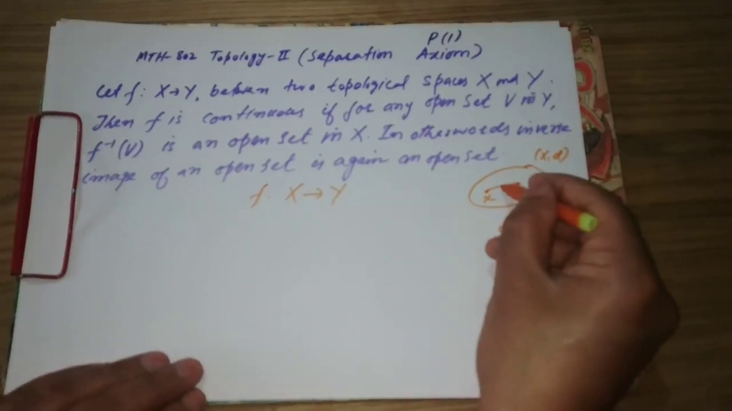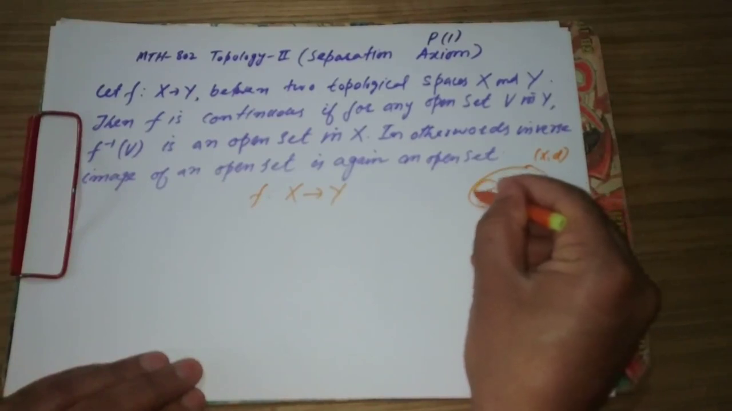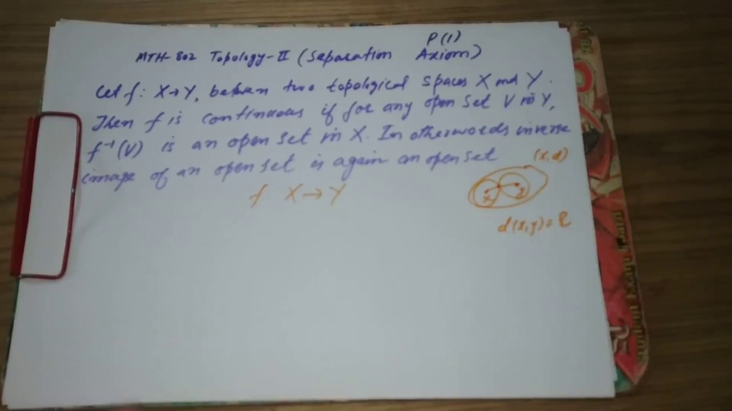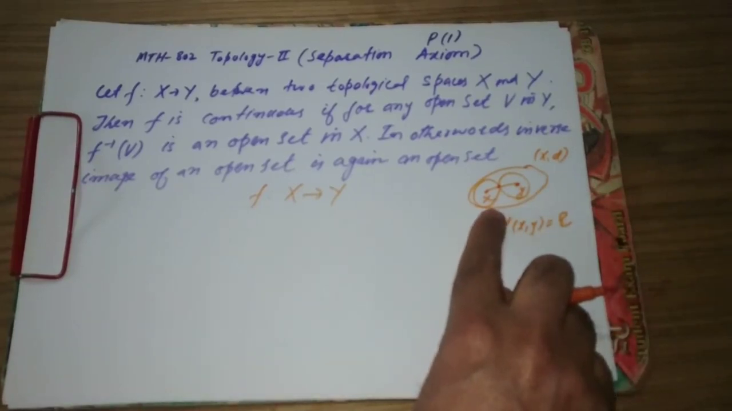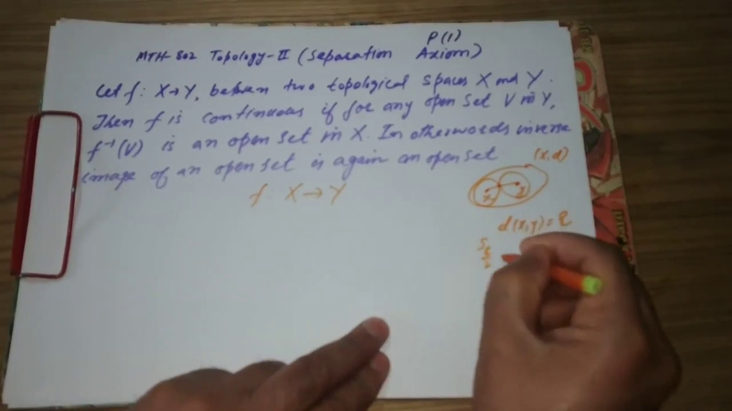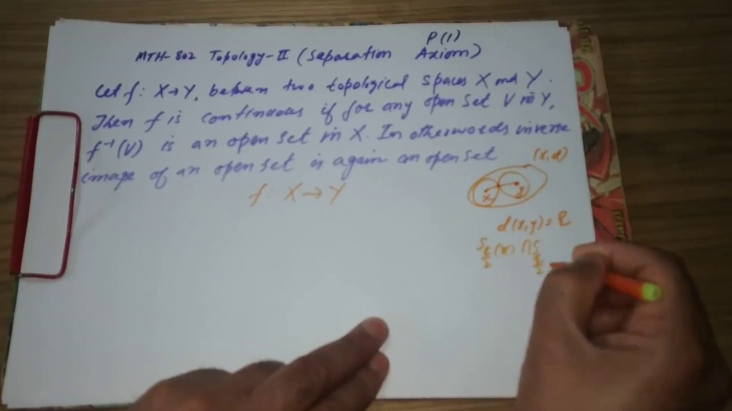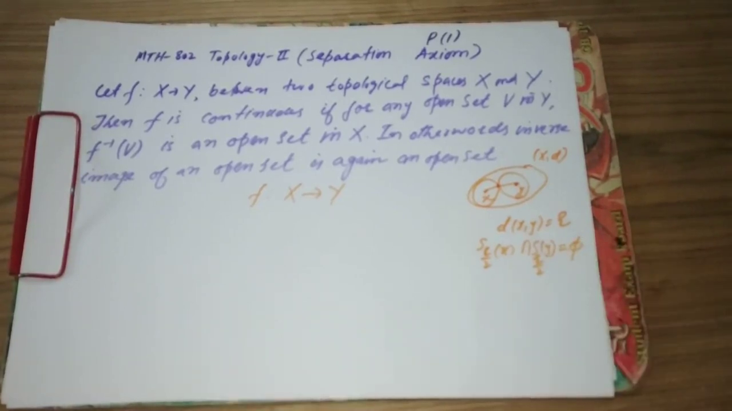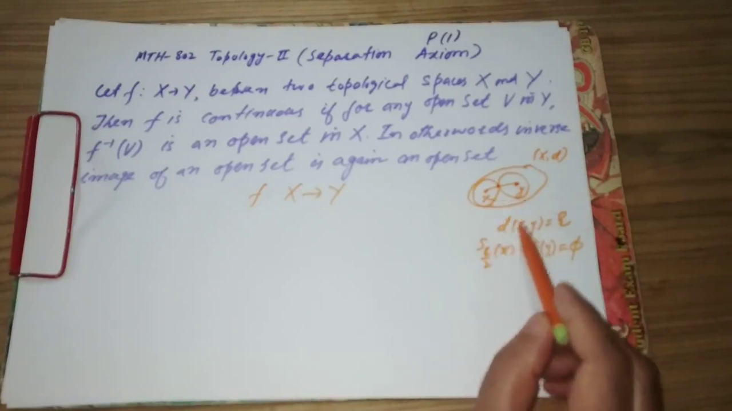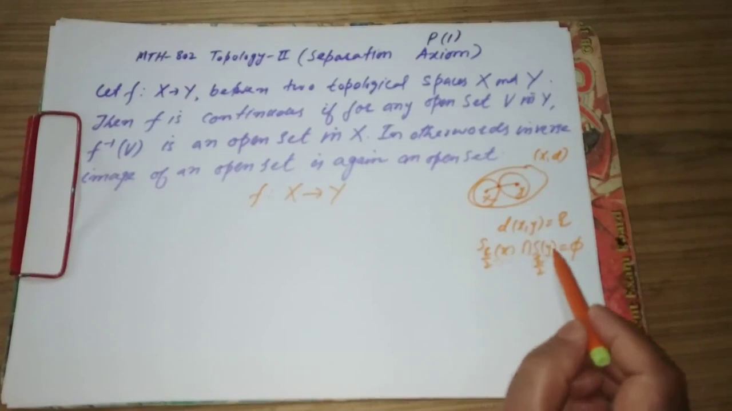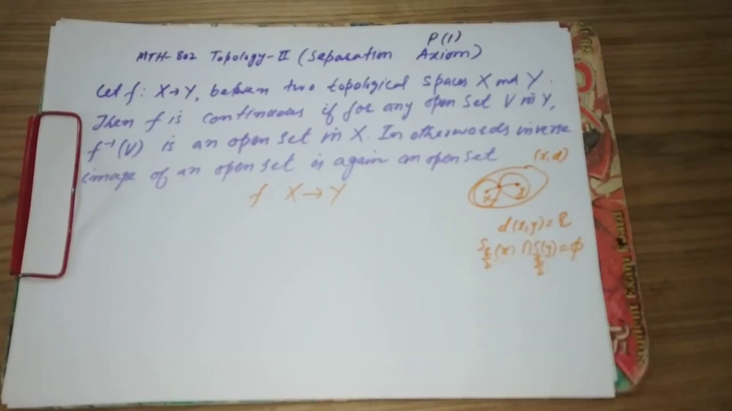Now let's take the sphere with center at x and radius r/2, and another sphere centered at y with radius r/2. You can easily verify that these two spheres are disjoint; their intersection is empty. Therefore, for any two distinct points x and y, I can find two disjoint open sets, S_{r/2}(x) and S_{r/2}(y), such that the first open sphere contains the point x and the second contains the point y. This property is possessed by every metric space.